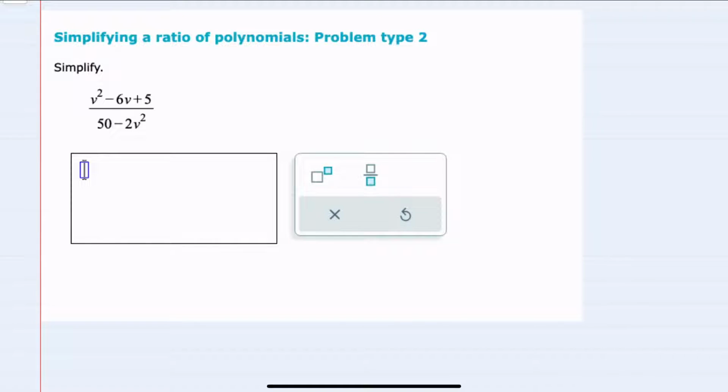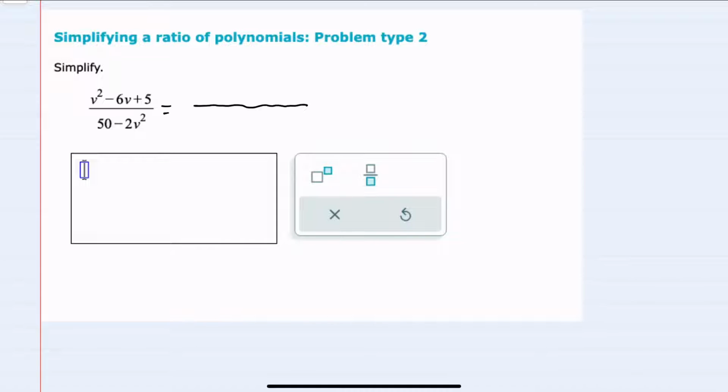In this video, I'll be helping you with the ALEKS problem type called simplifying a ratio of polynomials, problem type 2. Our expression here has both a numerator and a denominator, and in order to simplify, I want to factor both of those to see if any of the factors will cancel.